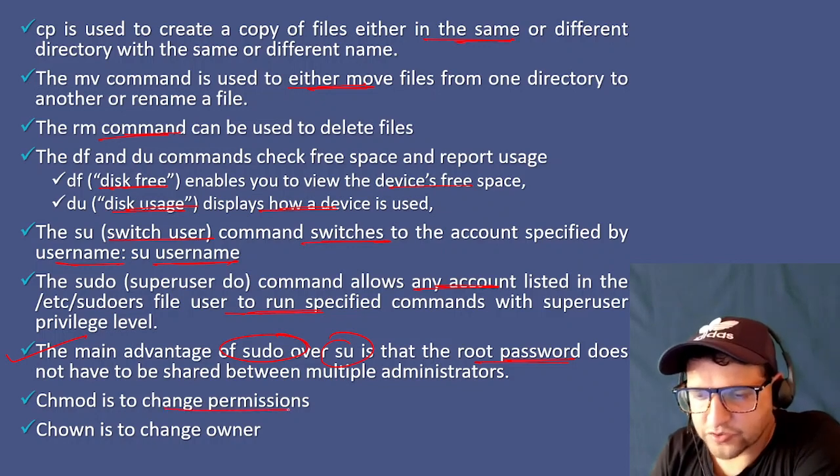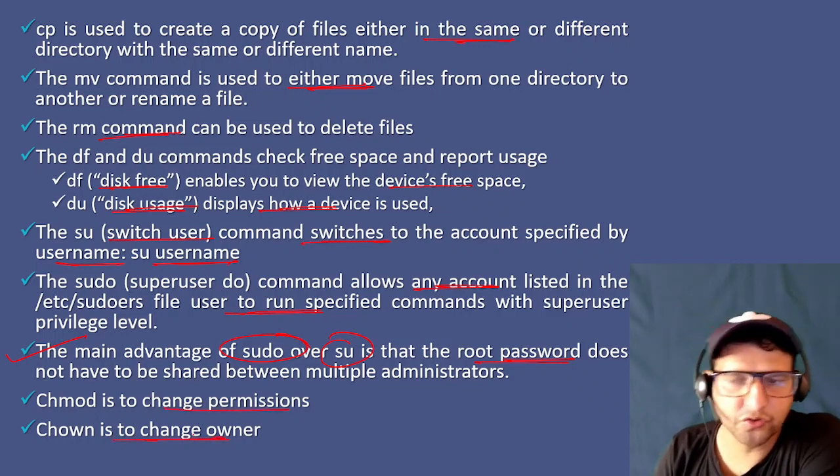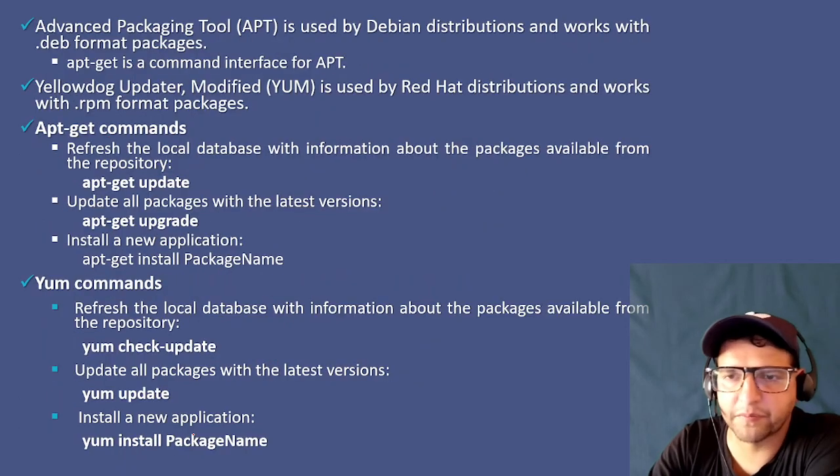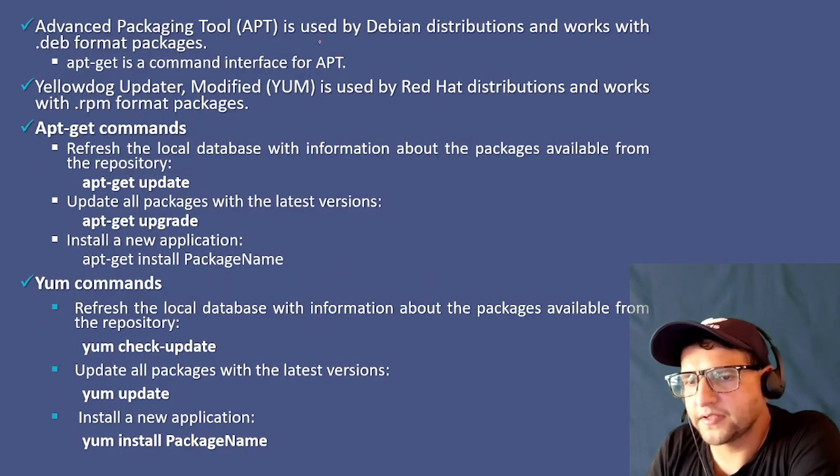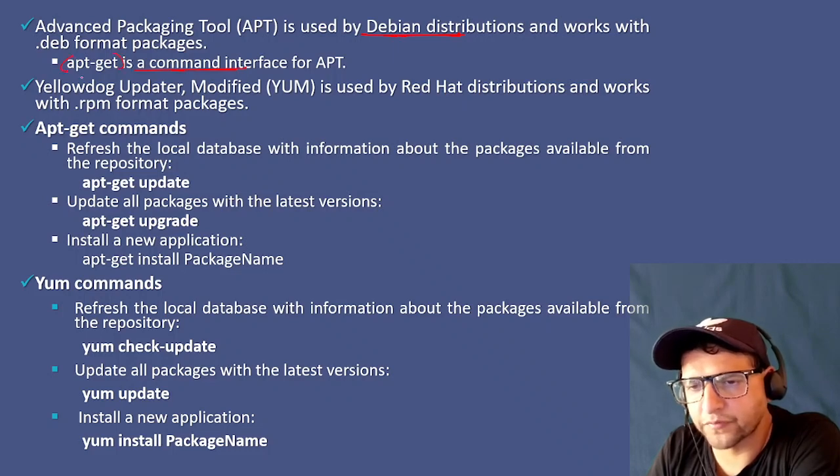chmod is to change permission, and chown is to change owner. So these are important Linux commands which we need to remember. apt is Advanced Package Tool, which is used by Debian and works with .deb. Like apt and apt-get, where you download the software. And yum is Yellowdog Updater Modified, used by Red Hat, and works with .rpm.